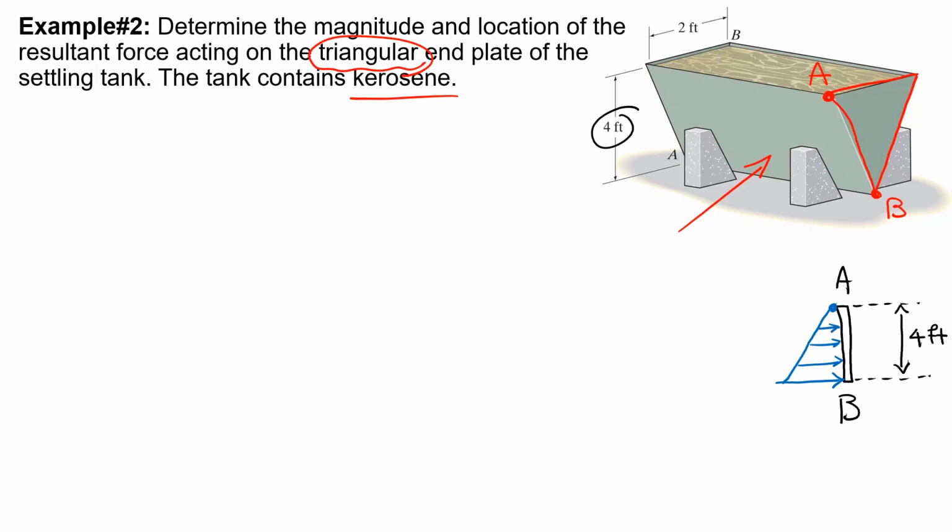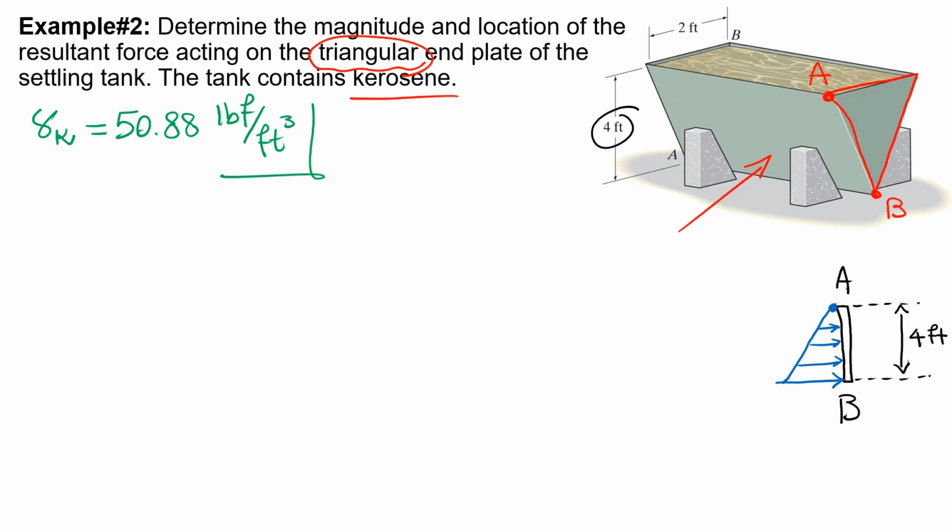Now, what we are going to find is the magnitude of the force and also the location of center of pressure, or YP, which would be easy to find. Before doing that, we need to go to Appendix A of your textbook and find gamma, or specific weight, for kerosene. When you do that, you will find that specific weight for kerosene is equal to 50.88 pounds force per cubic feet.